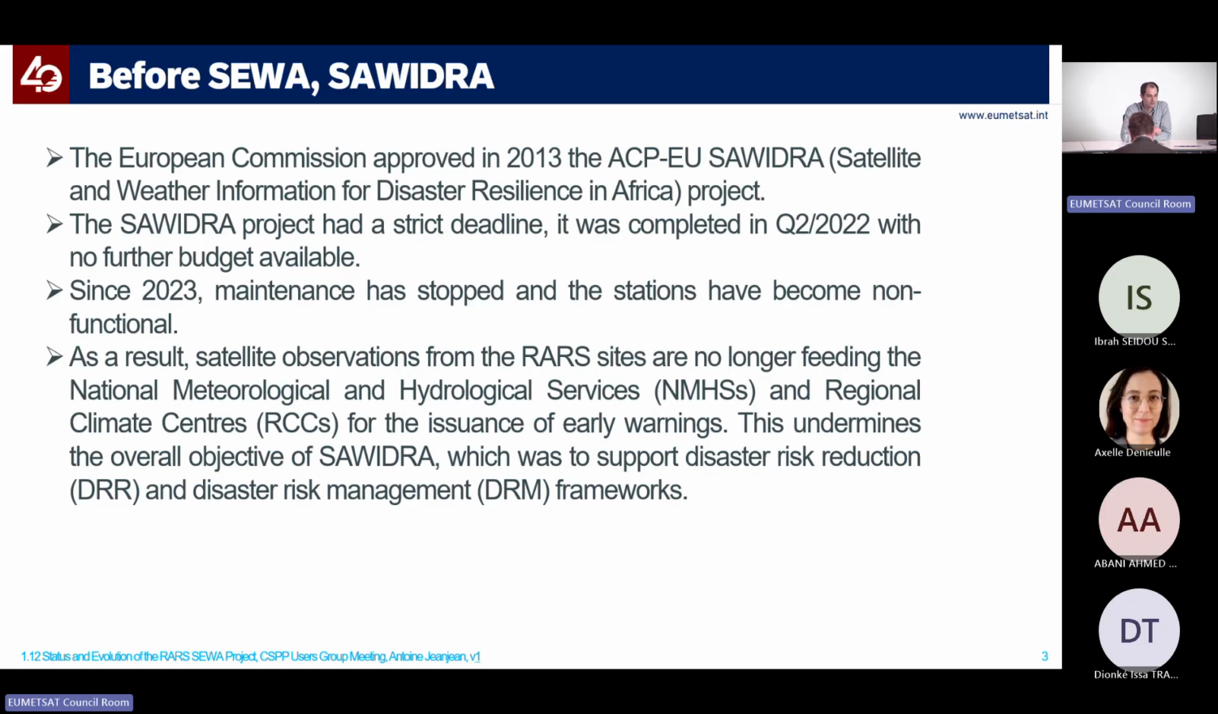Since 2023, maintenance has stopped and the stations have become non-functional. You have, for example, some license issues, so no more products are being disseminated. As a result, satellite observations from the RAS stations are no longer feeding the National Meteorological and Hydrological Services and regional climate centers for the issue of early warnings. This undermines the overall objective of SAWIDRA, which was to support disaster risk reduction and disaster risk management.